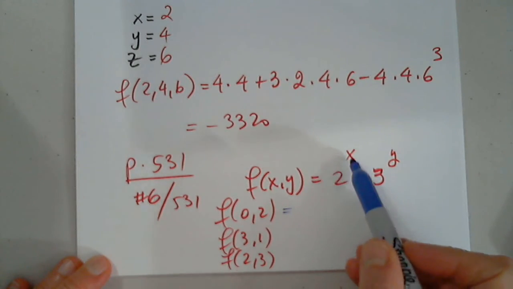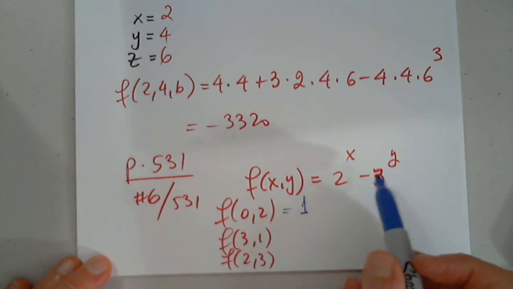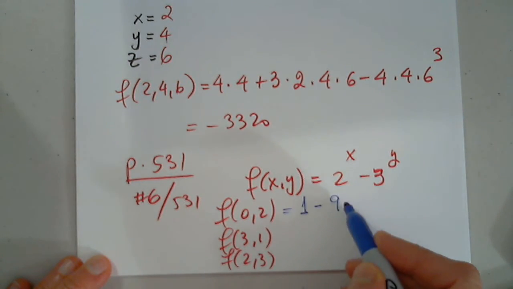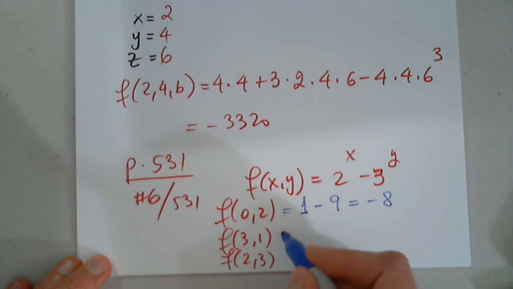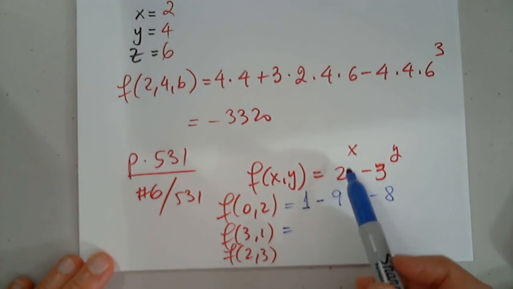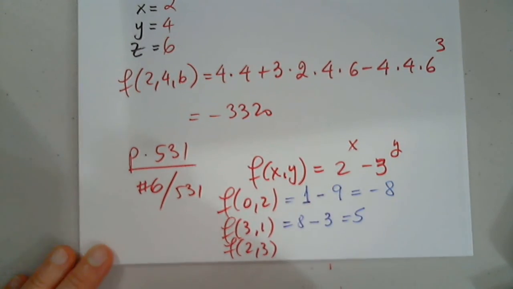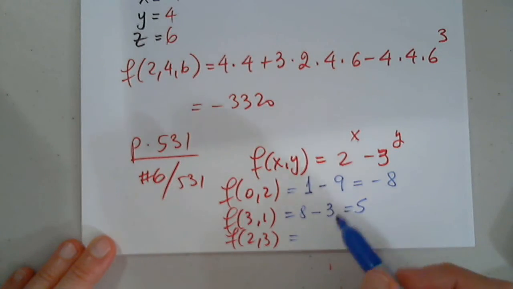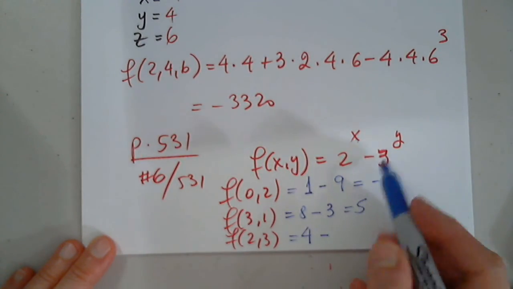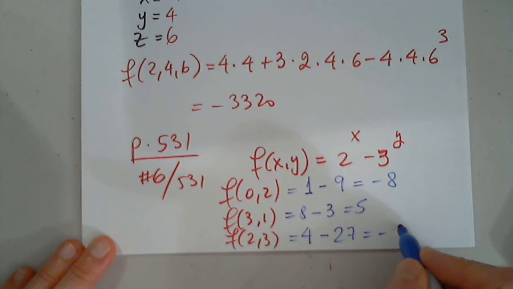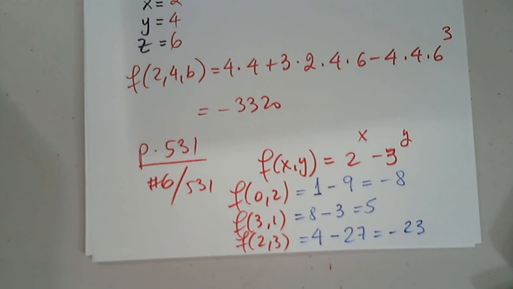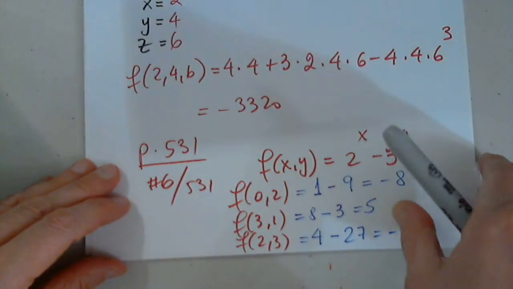So when I plug in 0, 2 to 0 is 1. When I plug in 2, I get 3 squared, which is 9. So the first one is negative 8. Next, 3, 1: 2 to 3 is 8, minus 3 to the first, which is 3, so this is 5. Then 2, 3: 2 squared, 4, minus 3 to the third, which is 27, negative 23. And that is it. Any questions on this?